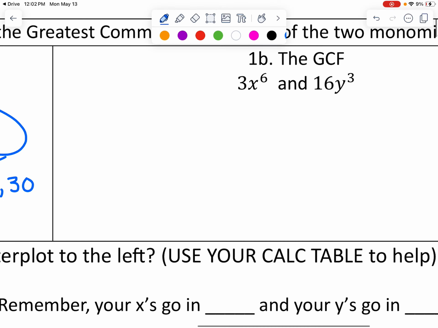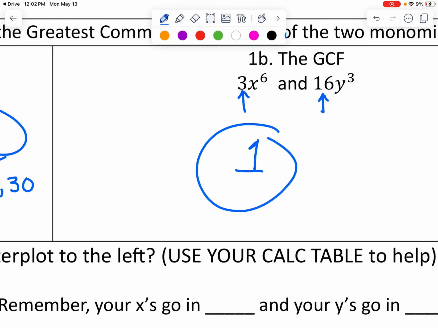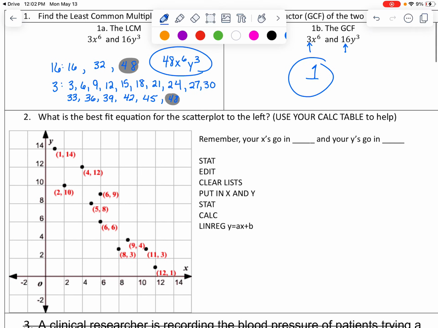GCF, you have to think about what goes into 3 and 16. That's just going to be a 1. They don't both have an x and they don't both have a y, so it's just 1. Now we are going to do the next one.